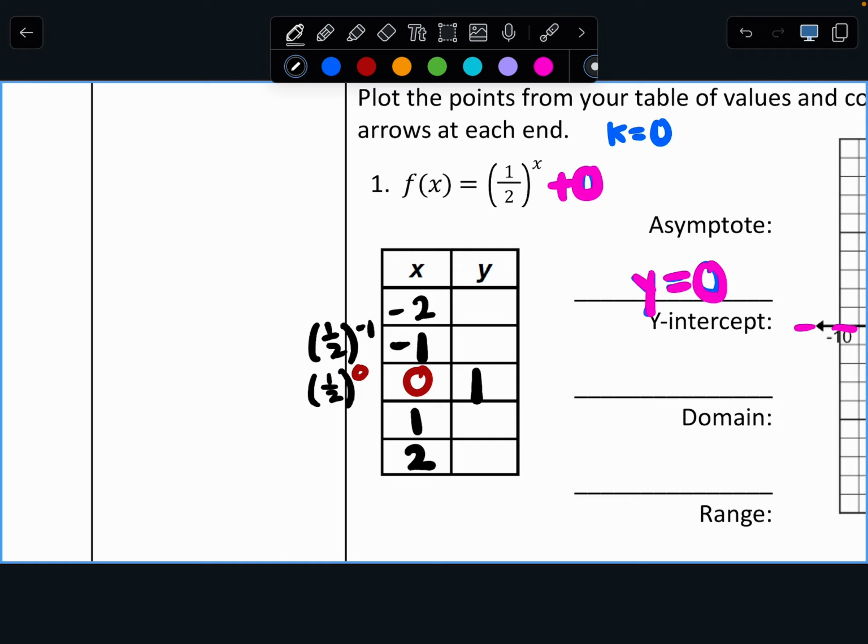That's a negative exponent. We'll just flip the fraction for you. So that would be 2/1, or just 2. Then I would do 1/2 to the power of -2. That would be 4. 1/2 to the power of 1 is 1/2. I'm going to convert that to a decimal.